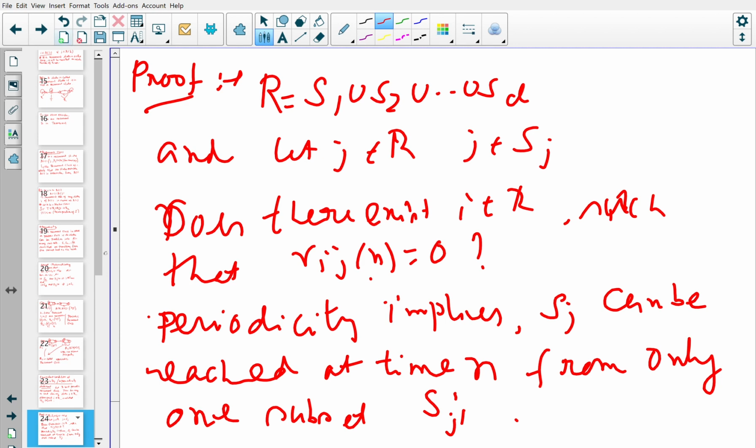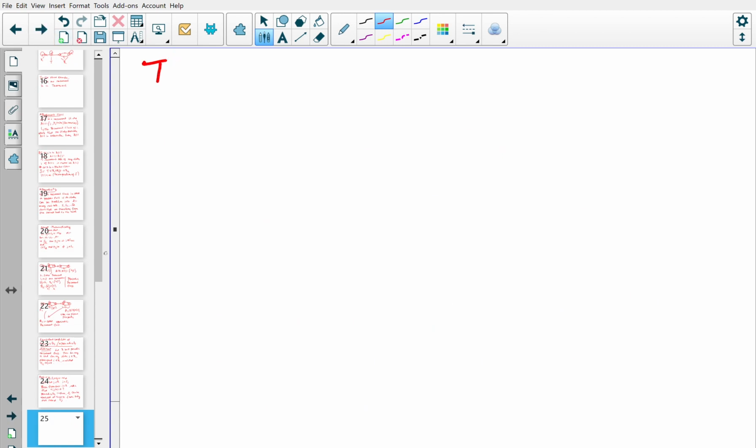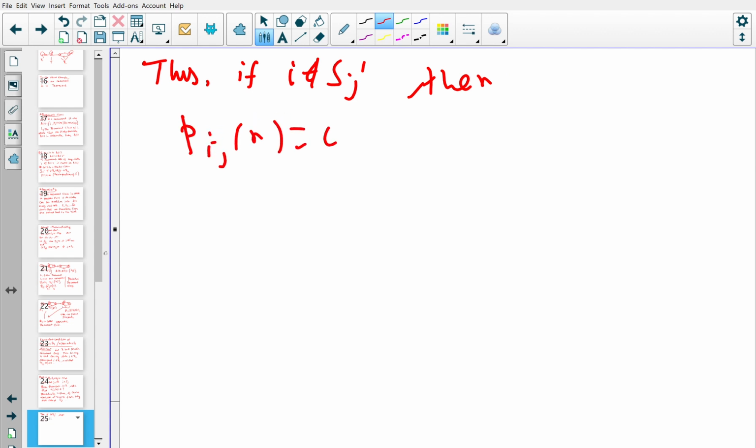Thus if i is not inside that J dash, then probability Pij of n equals 0, right? So what does that mean? That means the periodic recurrent class has a nice classification. Whatever n you choose, and whatever j, you can always find one state i from where, if you start, you cannot reach state j in n many steps.